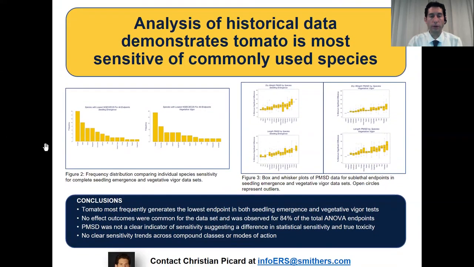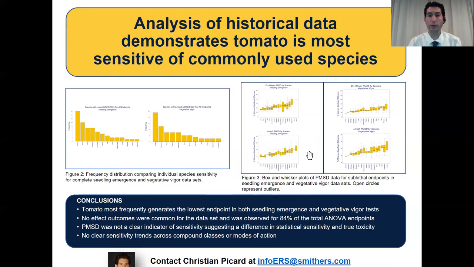So these figures are a little challenging to see, but this is basically a frequency distribution comparing individual species sensitivities for seedling emergence and vegetative vigor data sets. So we have seedling emergence here, vegetative vigor. Whenever a species was determined to be the most sensitive for a particular endpoint, it got a score on the frequency chart. So essentially, tomato and bean are the most sensitive species here, and tomato and cucumber for the vegetative vigor. But in both cases, tomato is the most sensitive species.